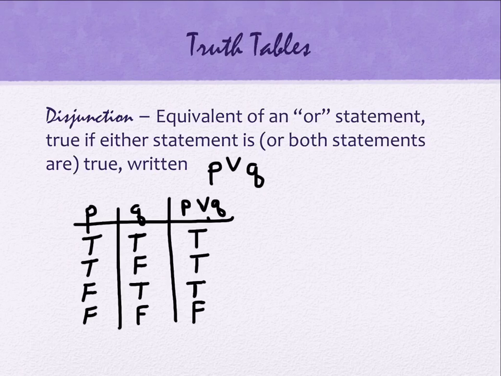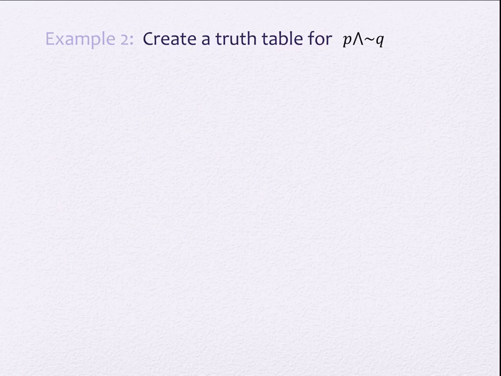Okay, we're going to do one more example and then we'll quit for today. This example is going to create a truth table for a specific sequence of statements. So the statements that they're giving me is this one right here. That symbol in between, is that an and symbol or an or symbol? And. Okay, now here's the kicker.